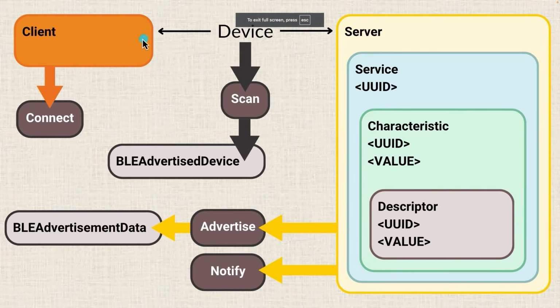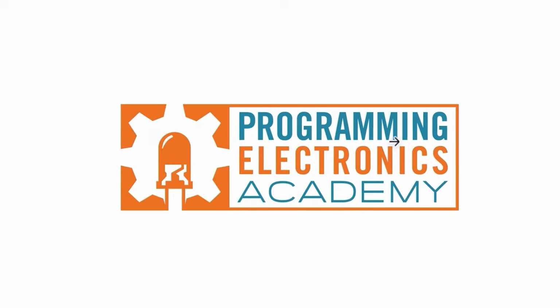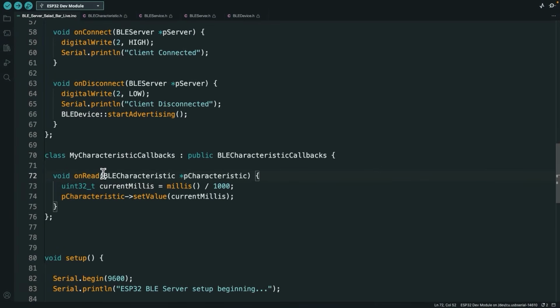Okay, so we've got our client, we've got our server. Let's say the client is connected to the server, okay? And then what it's going to do is request to read the characteristic value from this service of this server, right? So it's going to make a request: Hey, I'd like to see what your value is. When the client requests to read the value of this characteristic, that is when this callback is going to be called.